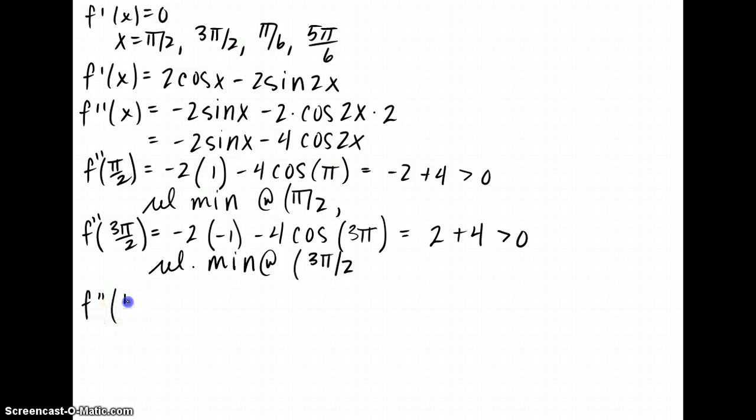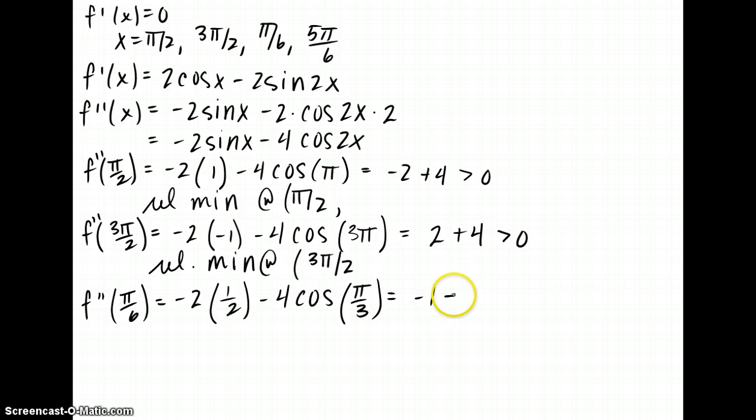Second derivative at pi over 6: negative 2, sine of pi over 6 is positive 1/2, minus 4 times the cosine. 2 times pi over 6 is pi over 3. Negative 1, minus 4 times cosine of pi over 3, which is 1/2. So that second derivative will be negative, and therefore a relative max will occur at pi over 6.